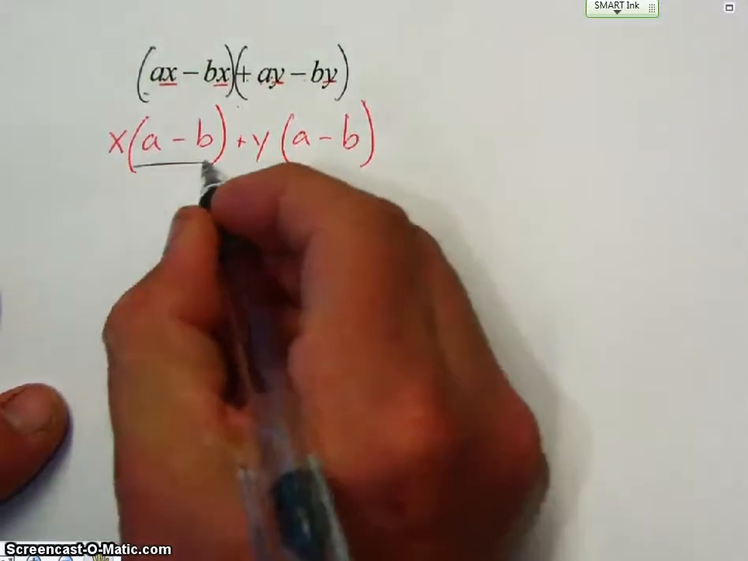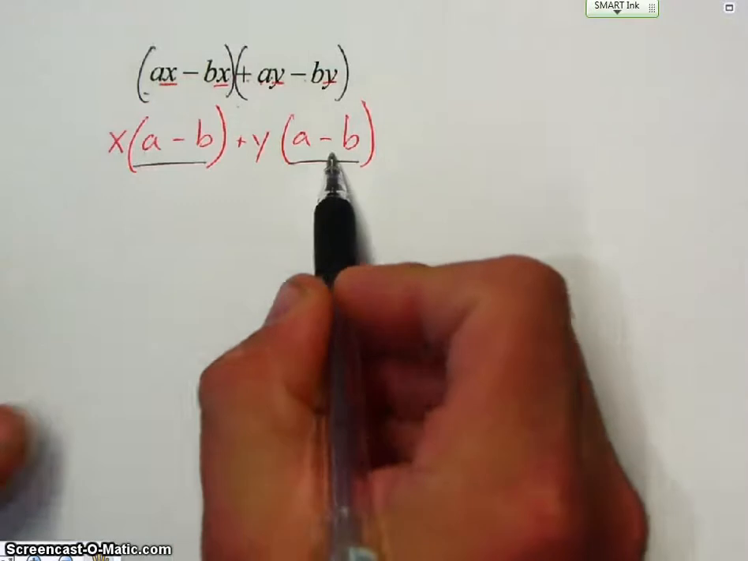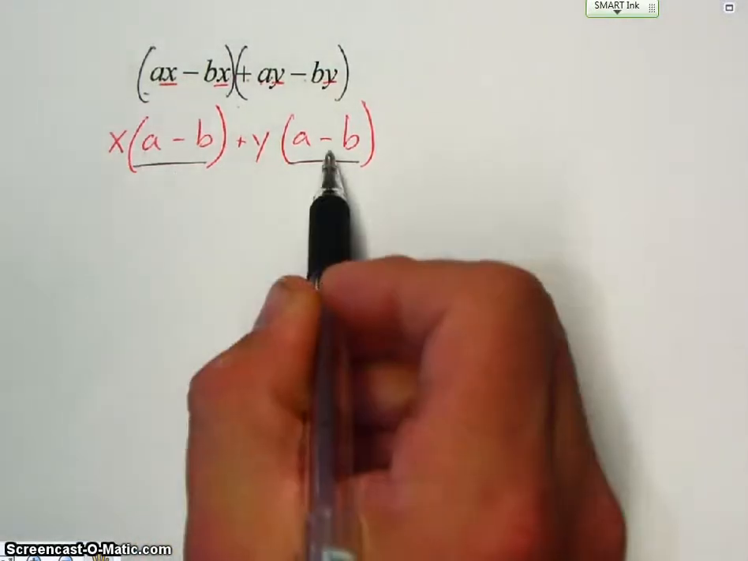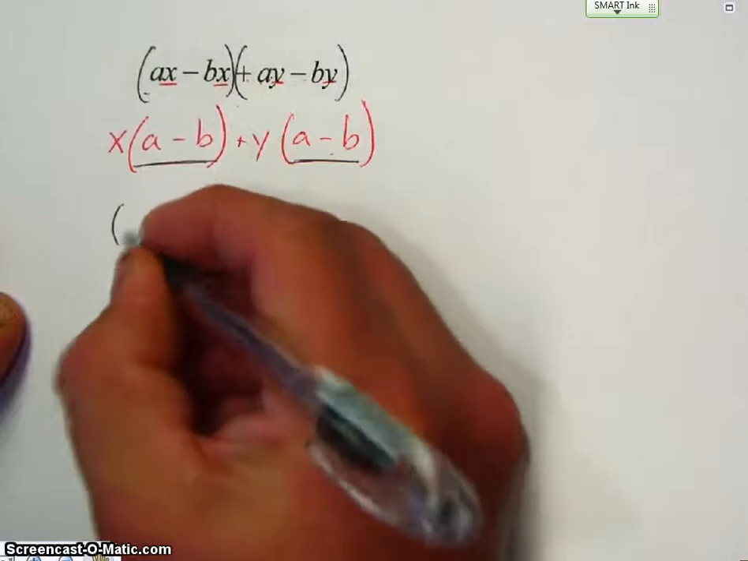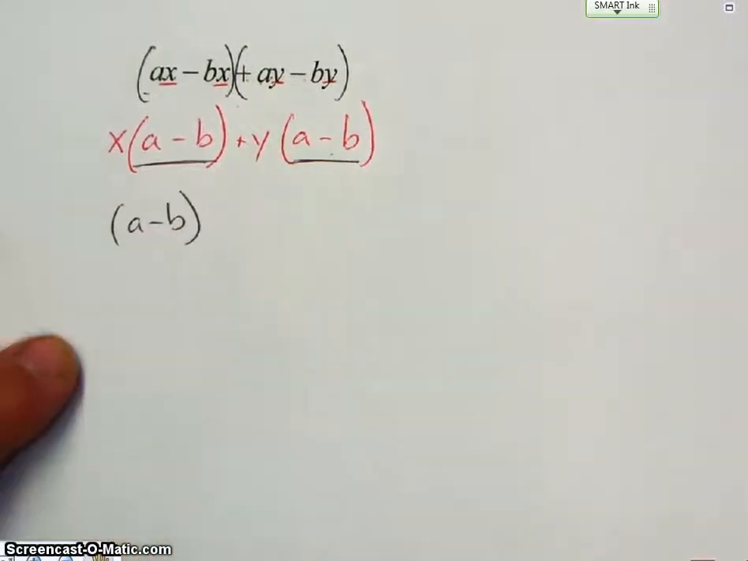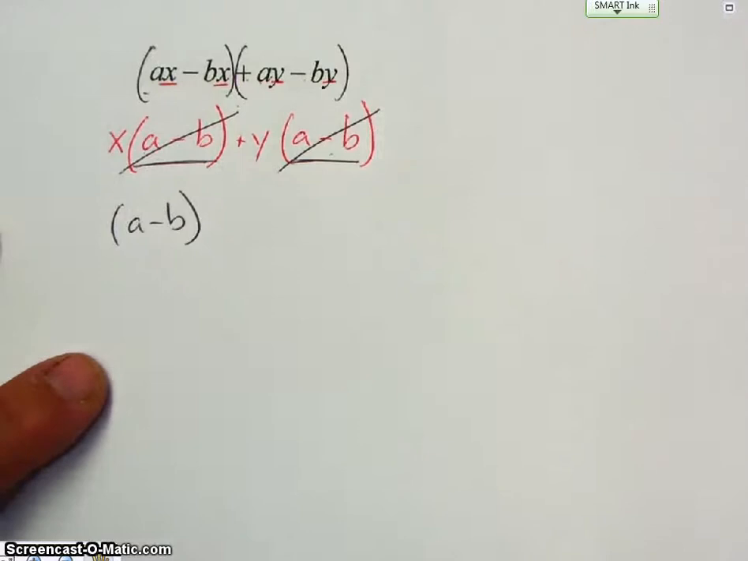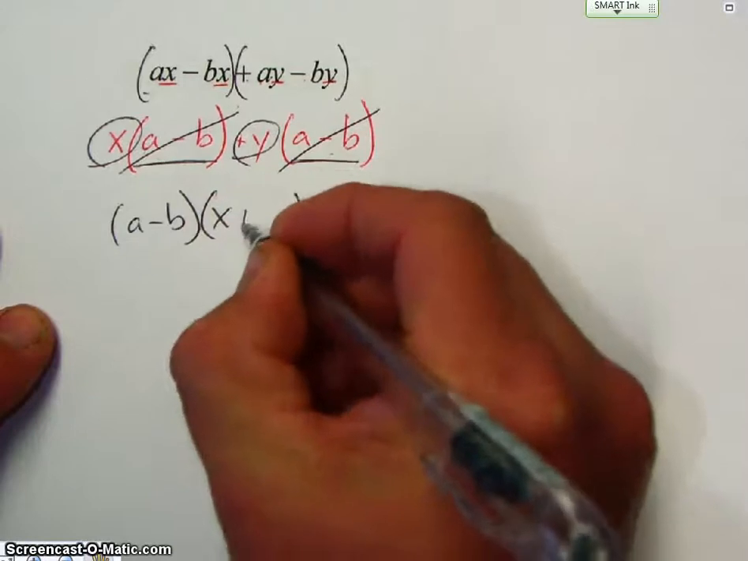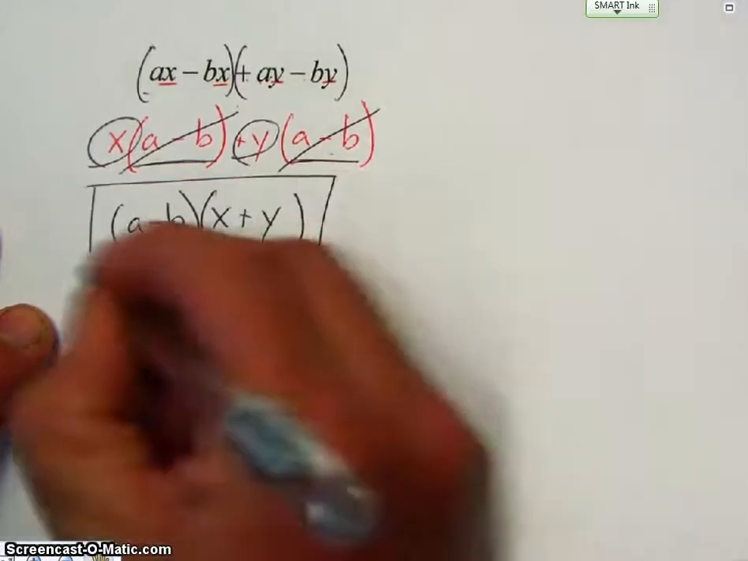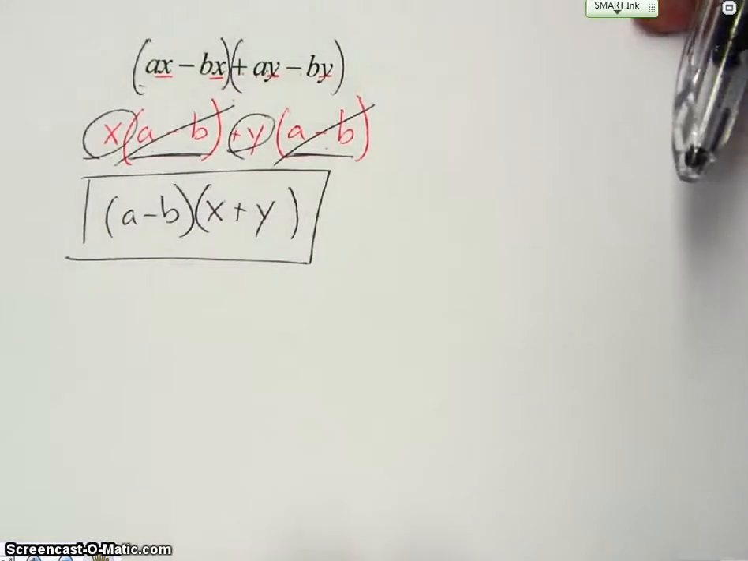Now, you notice these parentheses, these groupings are exactly the same. So that means I can take it to the last step. I can actually factor that. What I like to do is, if they're the same, take it, write it again, and come back up here and cross those out. Then in parentheses, you're going to put what's left over. I have an x and a positive y. And there, you just factored by grouping. Okay, so we're going to be doing a couple more examples.